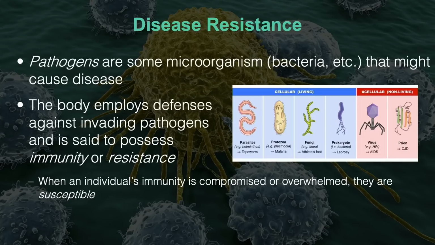So if we are able to counter the actions of a pathogen, we are said to resist its actions. We have resistance, or we have a characteristic called immunity. If the body employs defenses against these pathogens, it's said to have immunity to a disease or resistance to that disease. And on the opposite end of the spectrum, if we're unable to fight the actions of that pathogen, we are susceptible, not resistant.